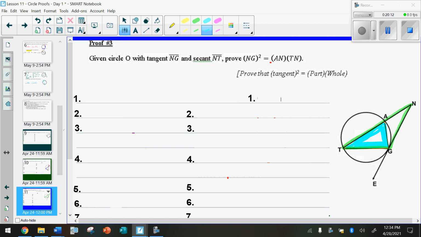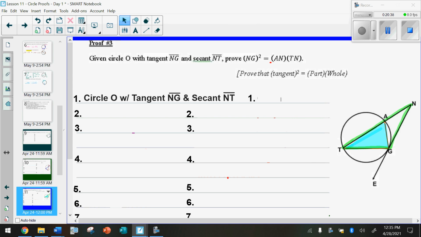So we are going to prove these two triangles are similar, and then use what we did in the last proof, CSSTP, make a proportion, and then cross product property to multiply. So somehow I need to get NG times itself. Okay, so with all proofs, we start with our givens. Circle O, we have tangent NG and secant NT, that was given. So here's what we're going to do.